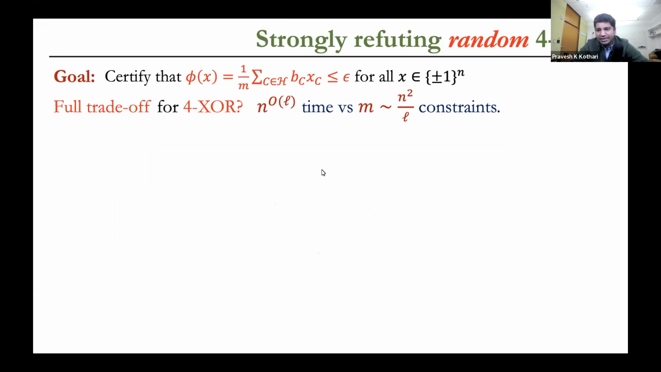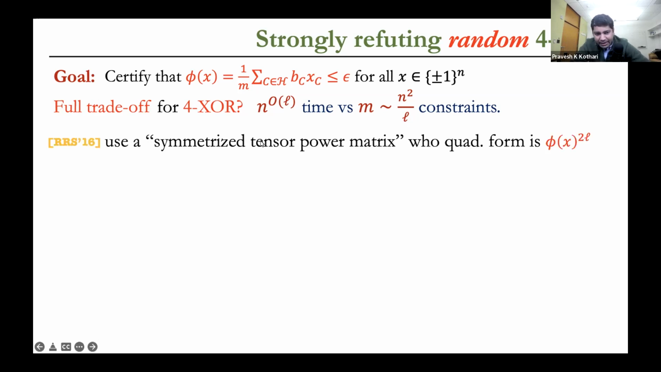As usual, we start with the same 4 XOR example we were looking at earlier, but this time we are trying to upper bound the polynomial even when we have much fewer constraints. So let's say in this trade-off case, we have n squared over L constraints, and think of L as something growing, like n to the epsilon, okay?